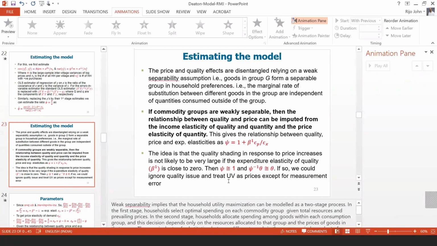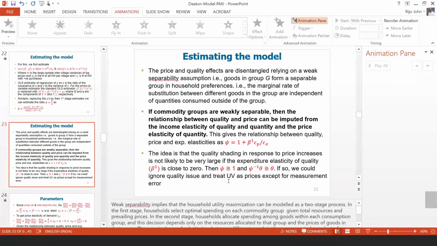Now, if you think of it, your budget spending on a certain commodity is like a two-step process. First, you assign a certain budget to spending on a group of commodities, for example cigarettes or tobacco, right? Once you decide the amount of money that you want to spend on that group of commodities, how much you spend on items within that group is independent of how much you are spending in other groups. Basically, once you decide the amount to be dedicated to this particular group, your spending decisions within that group are independent. That is what you mean by weak separability. So if commodity groups are weakly separable, then the quality theory that Deaton proposes implies the relationship between quality and price can be imputed from the income elasticity of quality and quantity and the price elasticity of quantity.